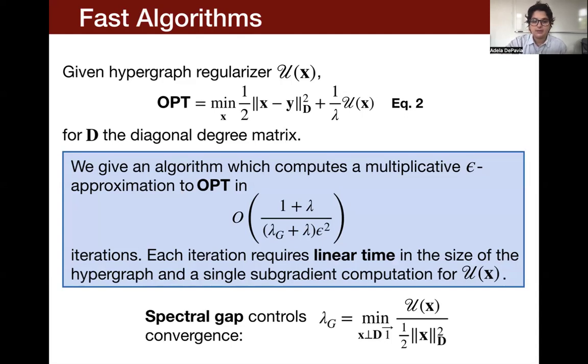So in particular, we give an algorithm that computes a multiplicative epsilon approximation to the value opt in a number of iterations that scales like 1/epsilon squared times (1 plus lambda) over (lambda g plus lambda), where lambda, you'll recall, is our regularization coefficient, and lambda g is a spectral gap of our hypergraph. So notably, each iteration of this algorithm requires time linear in the size of the hypergraph, in contrast with some existing methods which require super quadratic time in the size of the hypergraph for each iteration.